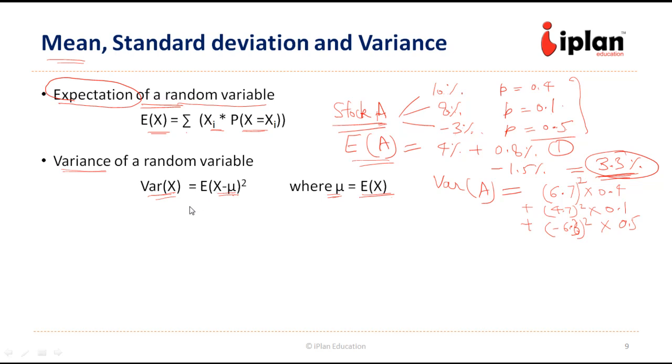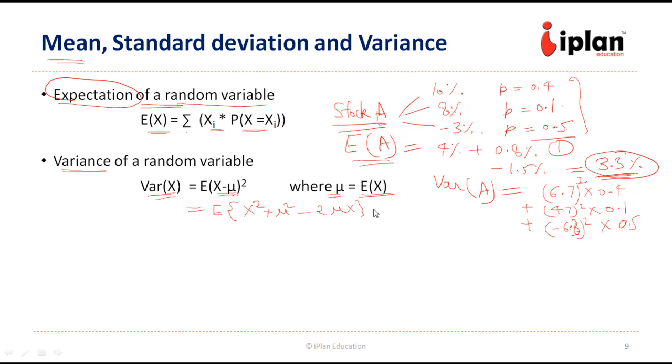If we simplify this formula, we can have a simplified version. So we can write it as the expectation of, if we just open it up, x square plus mu square minus 2 mu x.